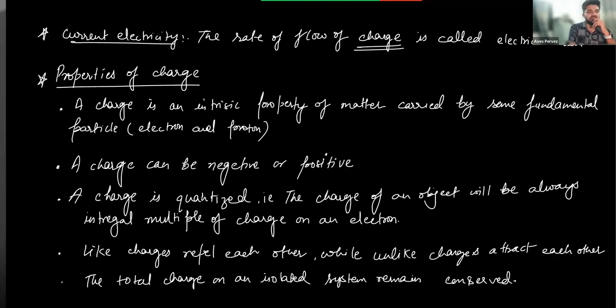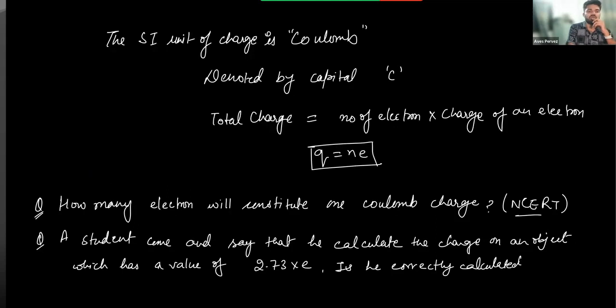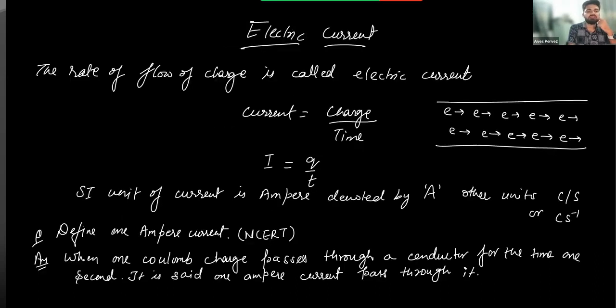Let's start studying what is electricity. You know that the rate of flow of charge is called electricity. What is current electricity? We can say that the rate of flow of charge is called electric current. When the charge starts flowing through a conductor, the speed with which it is flowing, meaning per second how much charge is flowing, that we call electric current.